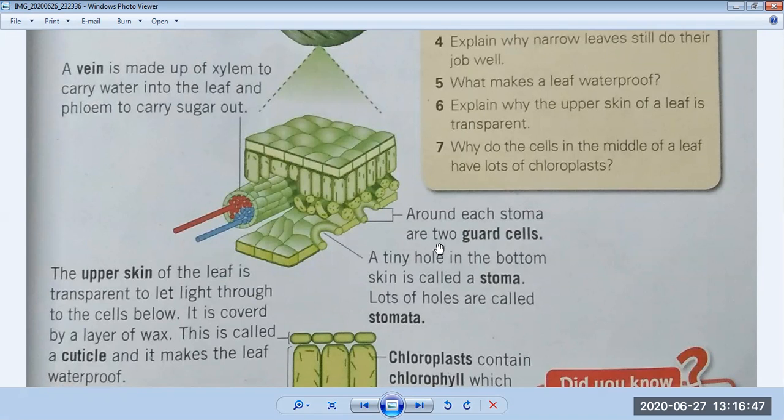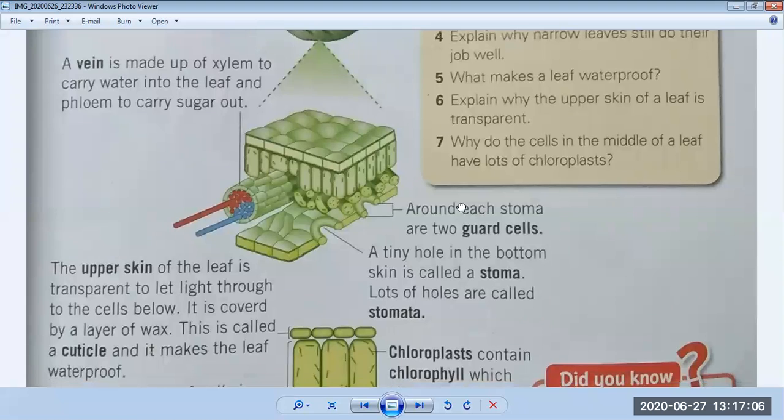Okay. Now come to the guard cells. Around each stoma are two guard cells. A tiny hole in the bottom skin is called a stoma, and lots of holes are called stomata.